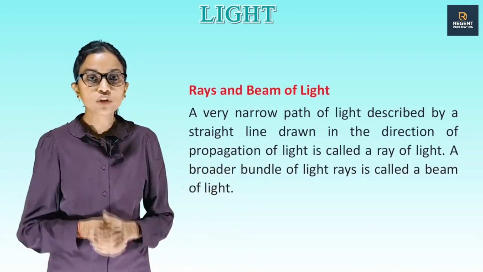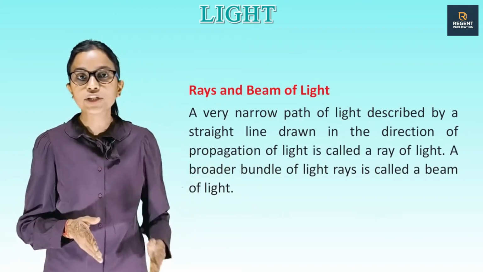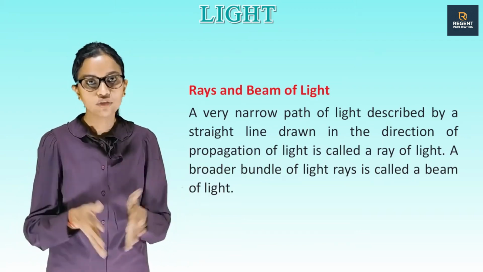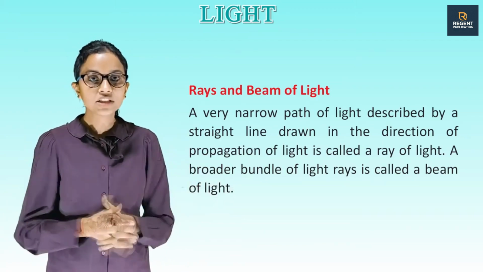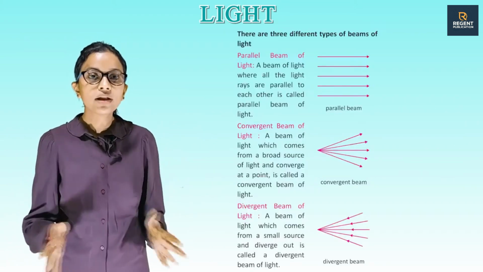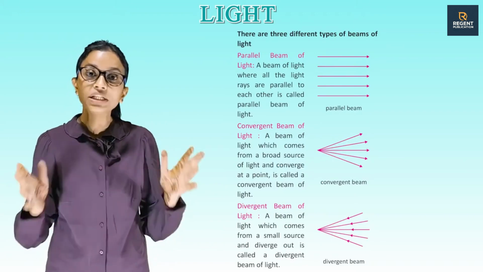A very narrow path of light described by a straight line drawn in the direction of propagation of light is called a ray of light. A broader bundle of light rays is called a beam of light. There are three different types of beam of light.